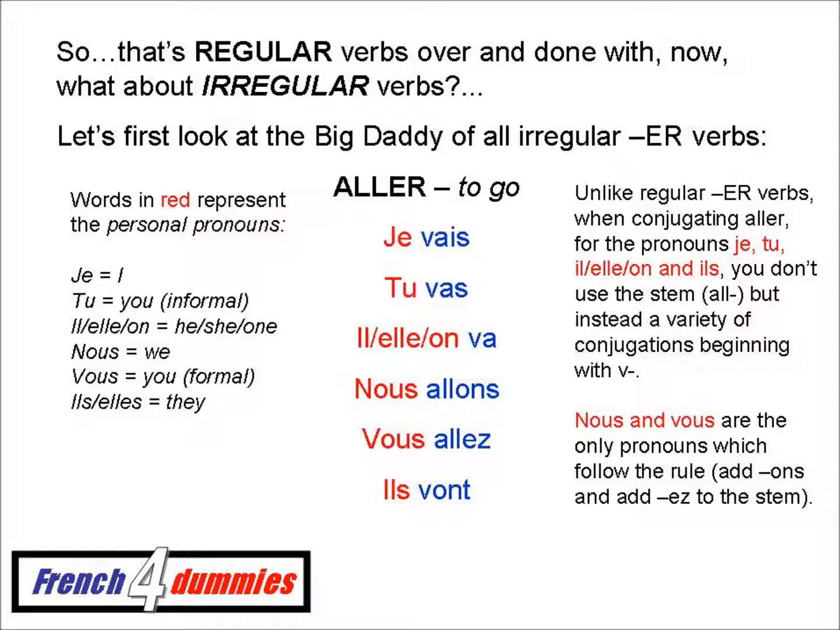So, for je, you've got vais. For tu, you've got vas. For il, elle, or on, you've got va, without an S. For nous, it seems to follow some sort of pattern with an ONS along with the normal stem. For vous, you've got EZ along with the normal stem. And for ils, plural, you've got vont.